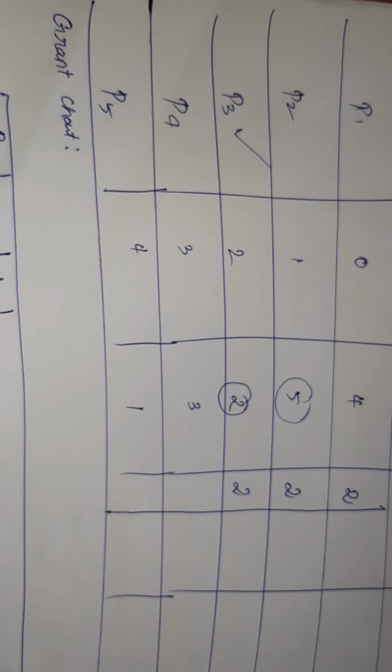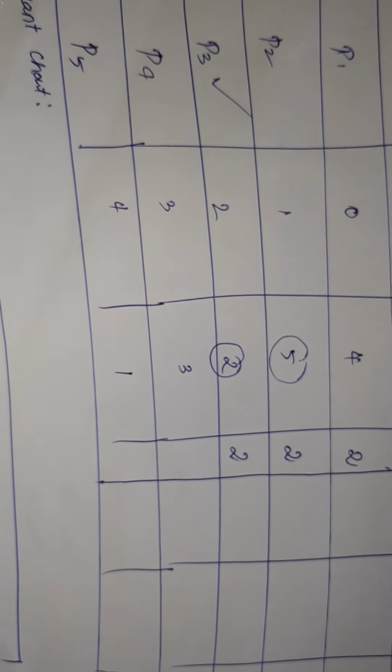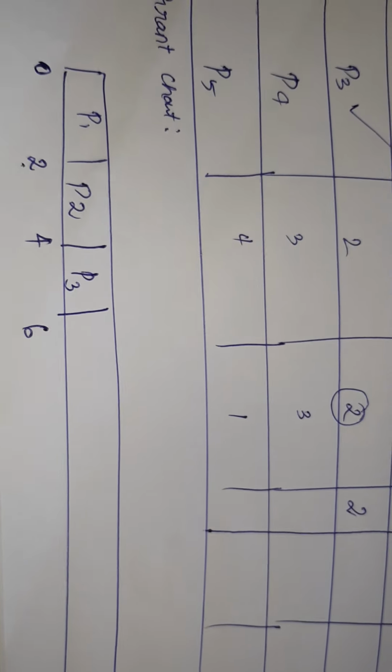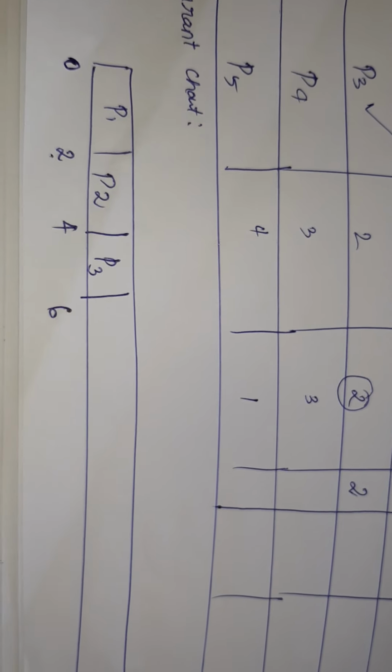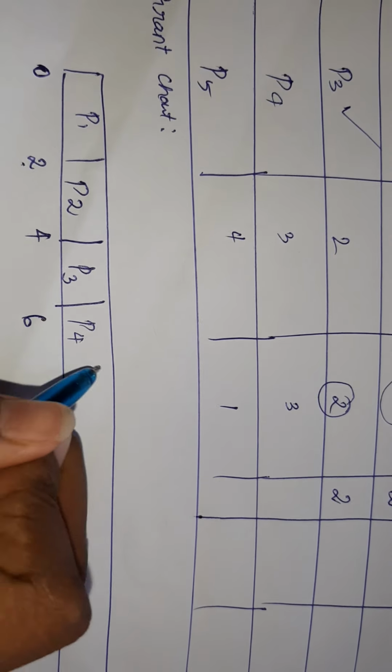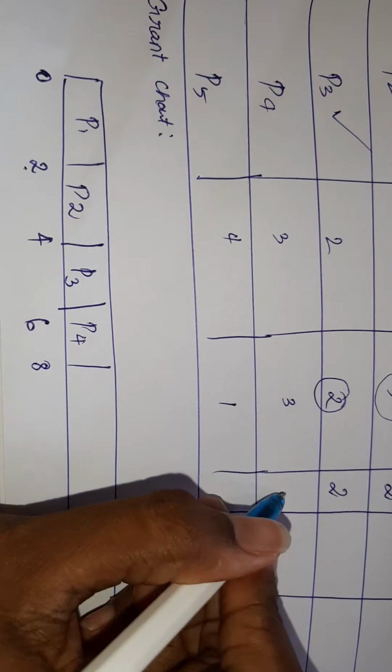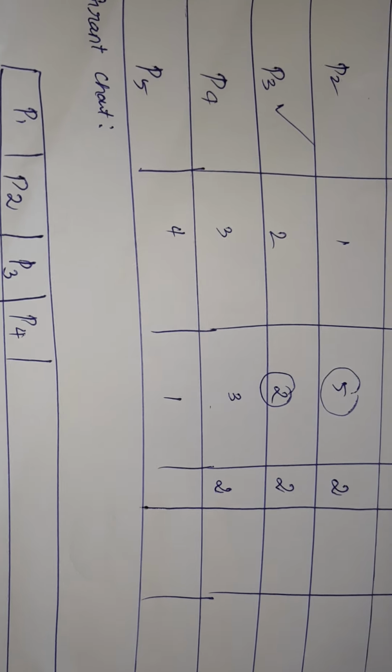So, next come to P4. How many seconds does P4 need? 3 seconds. Depending upon the time quantum, the OS gives only the next 2 seconds to P4. So, 8 seconds. It took 2 seconds, and remaining 1 second is there to complete.